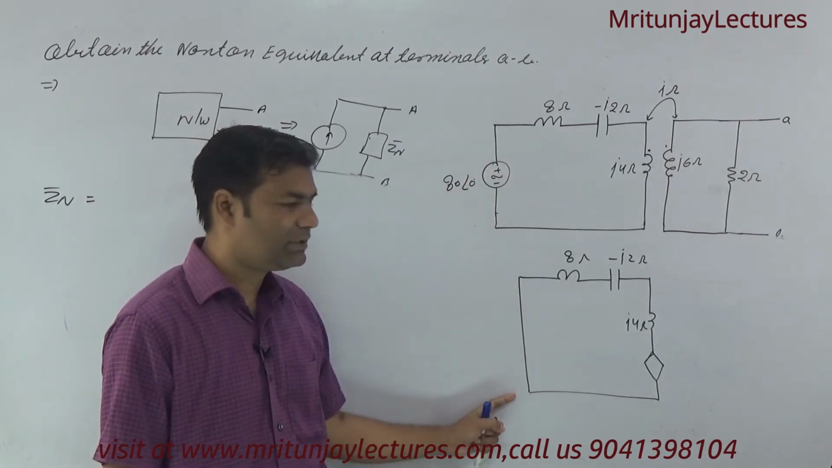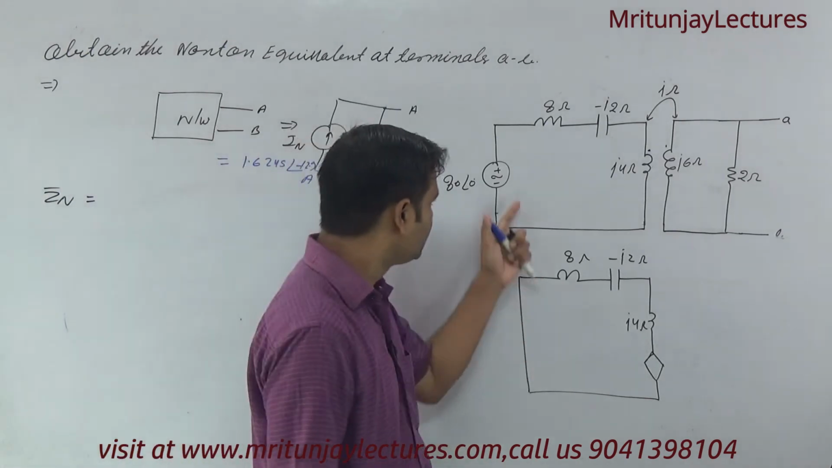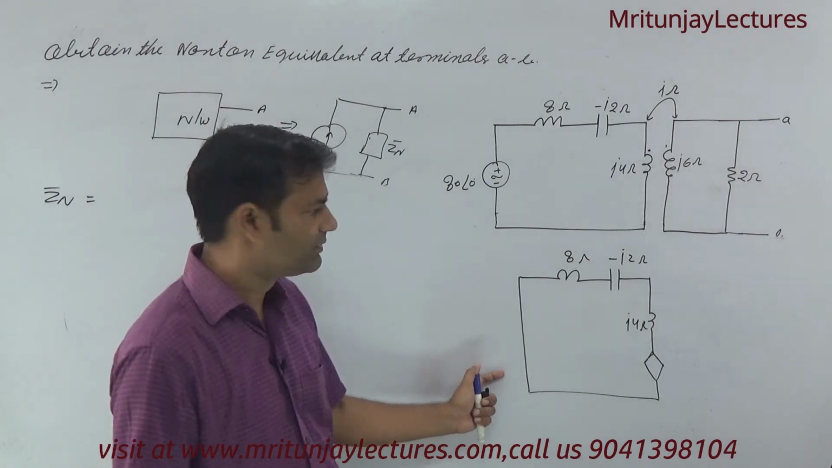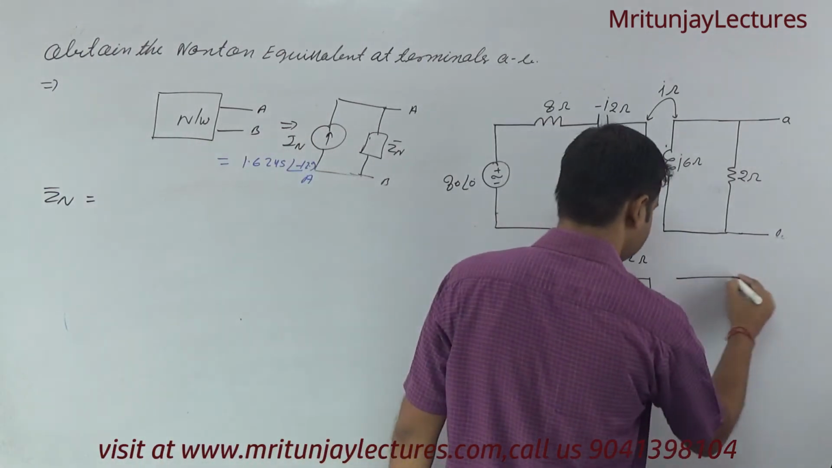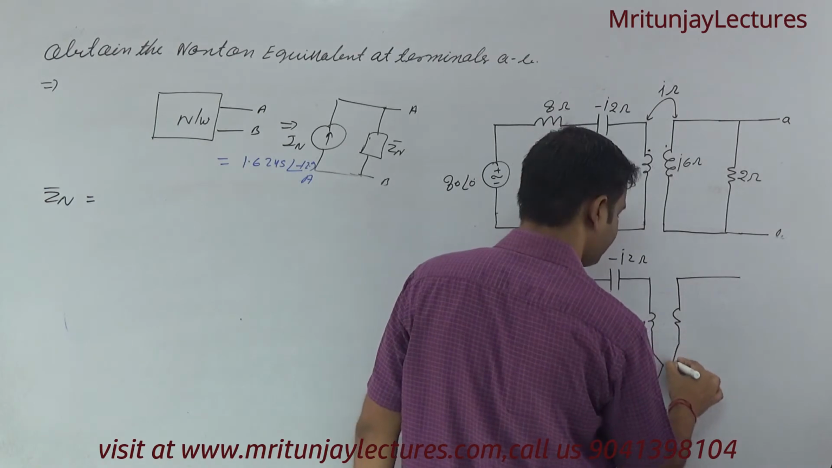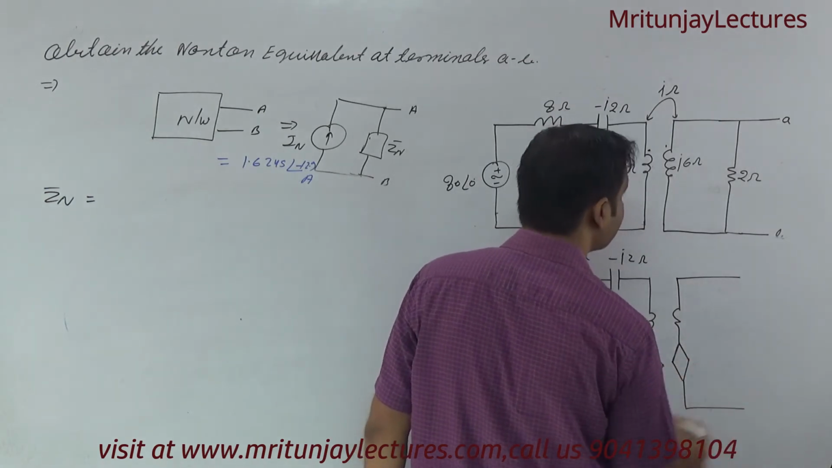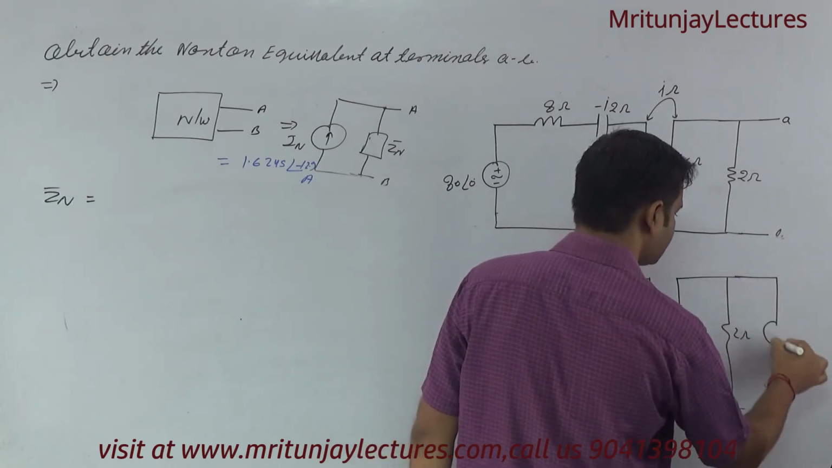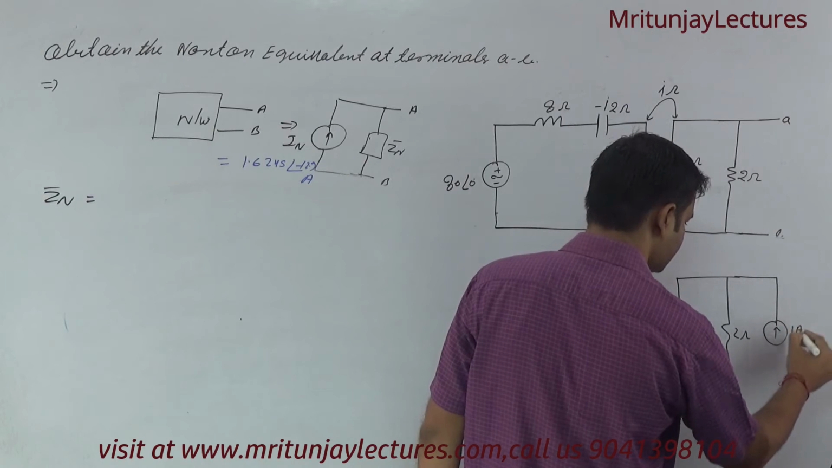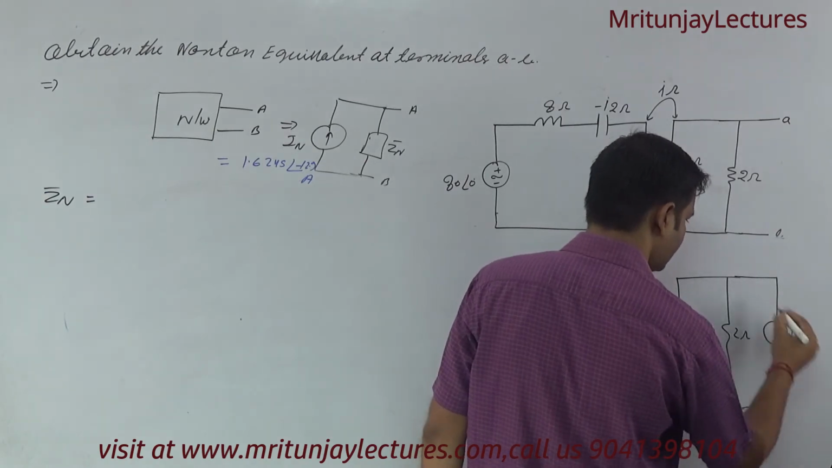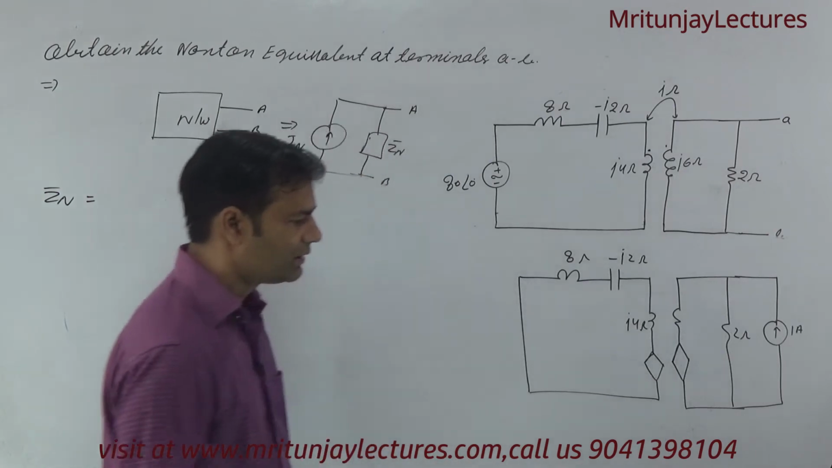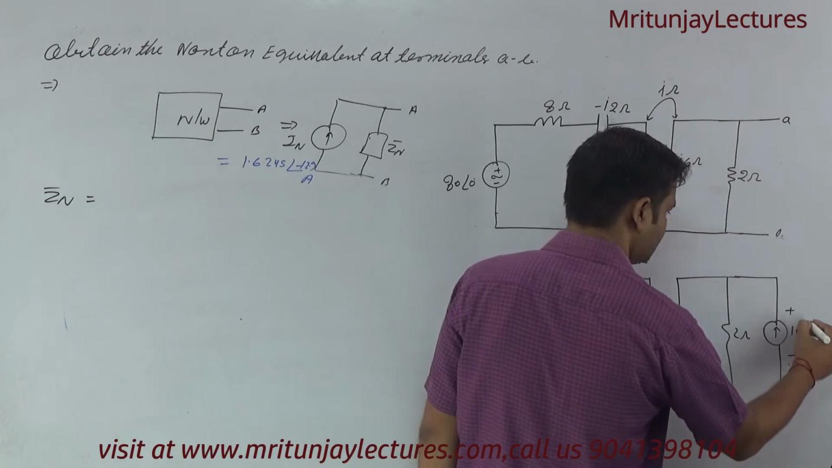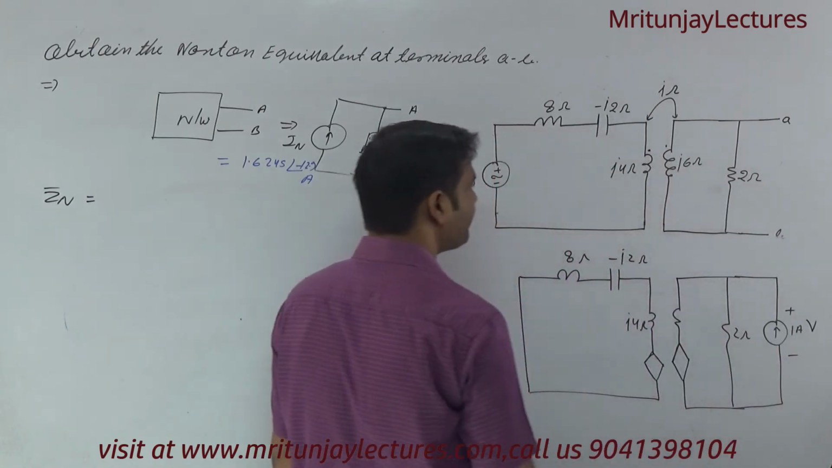First of all, independent sources are removed. The voltage source is an independent voltage source, so consider it a short circuit. After that, make this one, that is 2 ohm. Here if you consider a 1 ampere current source, clear? Then that is V.